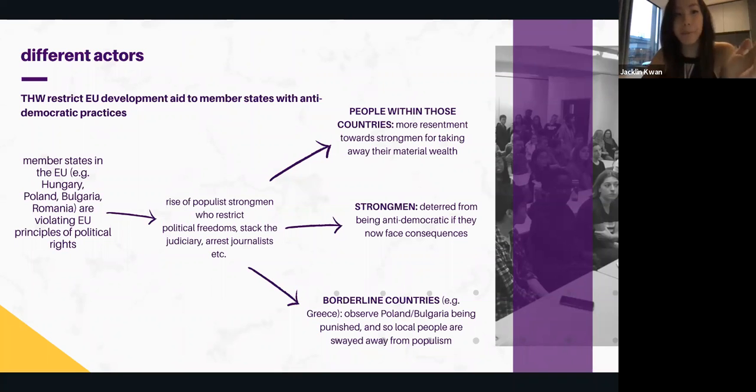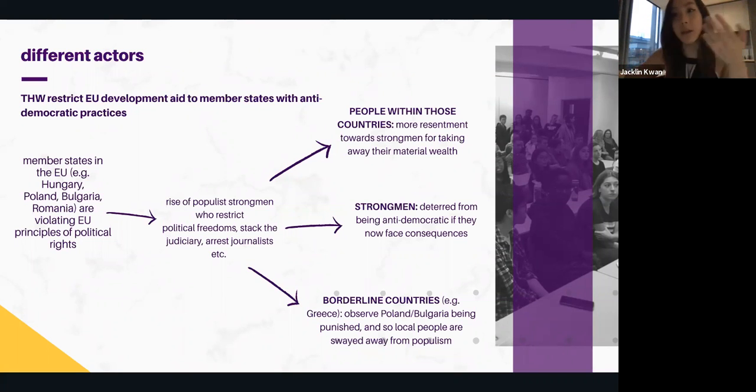So you can choose to say, okay, trying to analyze what then changes in this debate, you can look at different actors involved. So we can say, okay, people within those countries, right? People within Hungary or Poland or Bulgaria. When you take away development aid from these places, people within those countries who no longer get as much money going towards local infrastructure or creating jobs just have more resentment towards these strongmen for taking away their material wealth. So if they ever have an election again, they probably will vote the strongman out, or maybe they just take to the streets and oust this strongman, meaning that anti-democratic practices become far less likely.